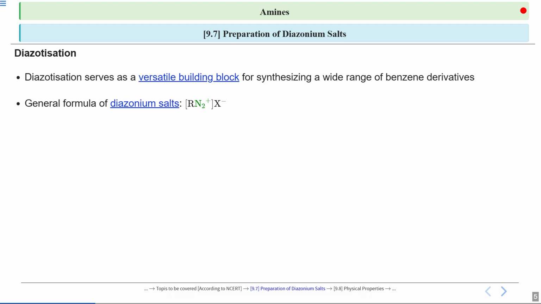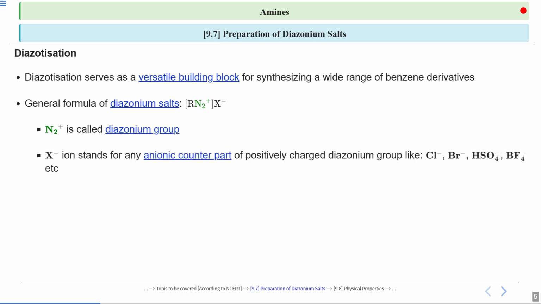Now let's look at the general formula for diazonium salts. So the general formula of diazonium salts is RN2+ X-. So if you see over here, we have RN2+ and X-. So we will break down each of the terms. First, if we focus on the N2+ part, then this is the diazonium group. This group is what makes diazonium salts special and reactive. If you see over here, it is a positively charged group which contains 2 nitrogen atoms.